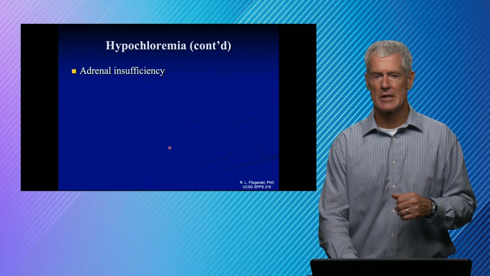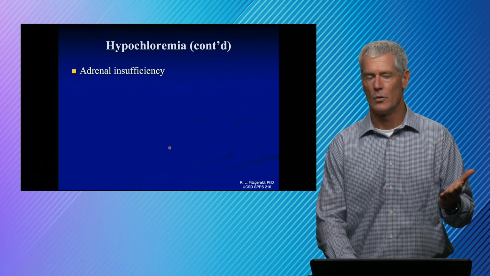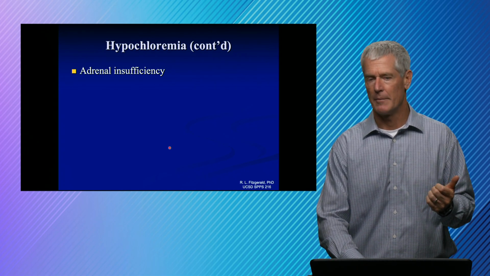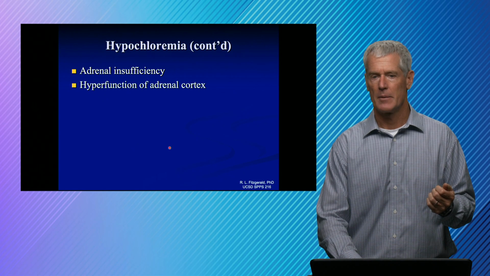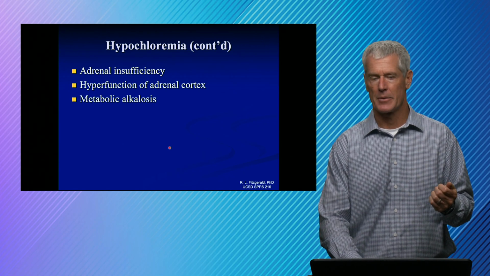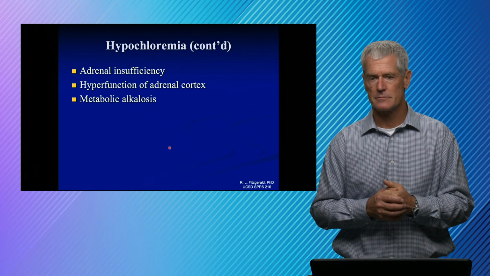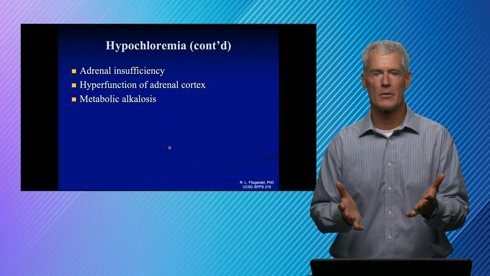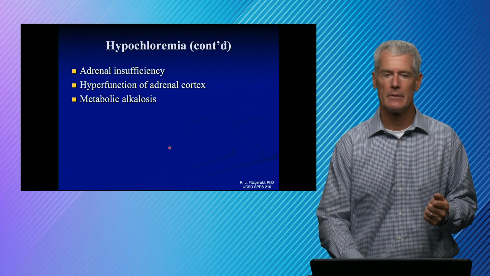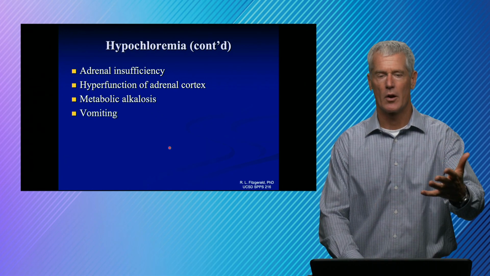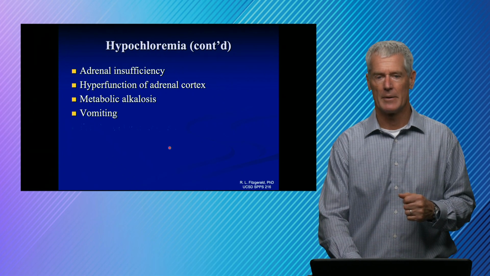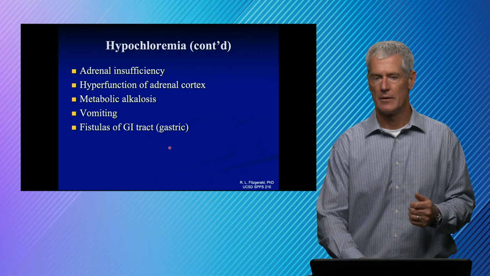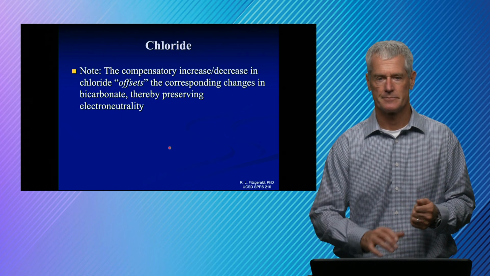So adrenal insufficiency, if you don't have any ability to maintain your aldosterone, you become hypochloremic. Hyperfunction of the adrenal cortex, metabolic alkalosis. So in that case, you have an increase of bicarb, and if your bicarb is high, then your chloride is going to be low. Vomiting, that's essentially throwing up hydrochloric acid, so you become hypochloremic. Fistulas, again, is leaking out chloride, potentially along with sodium.